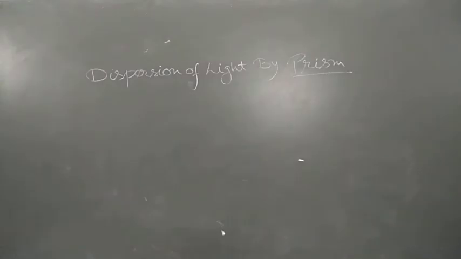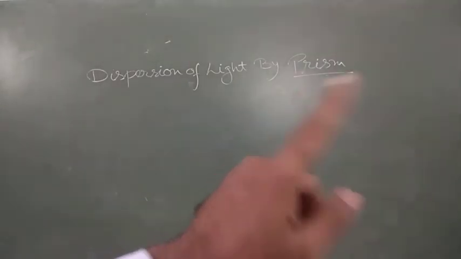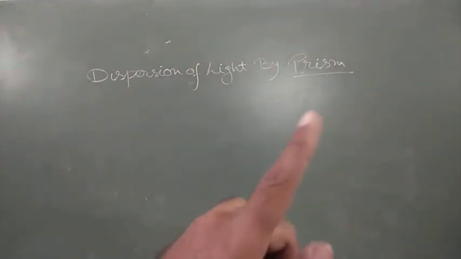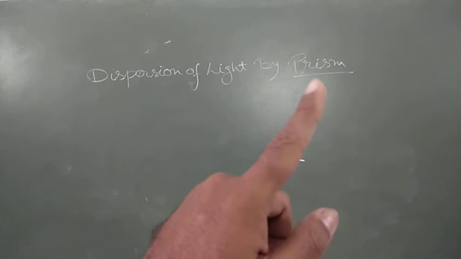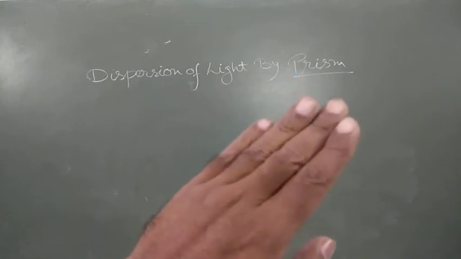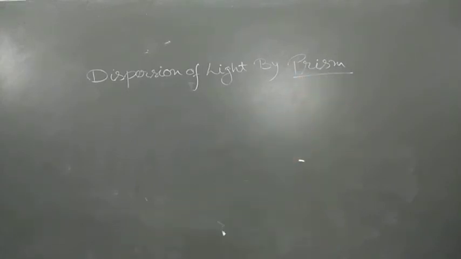Hello students, so today's topic is dispersion of light by prism. This part is not visible due to reflection of light from the front light, so please avoid this one. This is your reflection, this is your dispersion of light by prism. So let's start. What is prism?